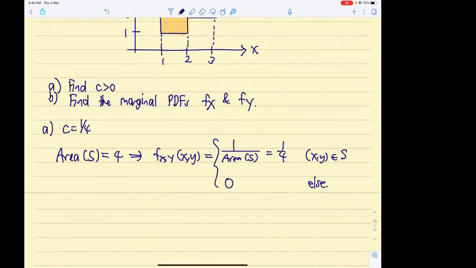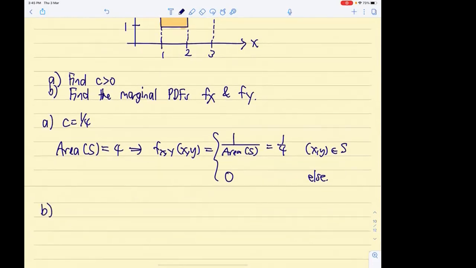Now we do something more complicated. Anyone has any questions? Now we're going to do something more complicated, as if it's not complicated enough. Let's do part B. When I learned this sort of stuff, I was actually very confused. This is not easy. Let's try to find the marginal PDF f_X. When I ask you to find the marginal PMF or PDF of something, what is the first thing that you'll do?